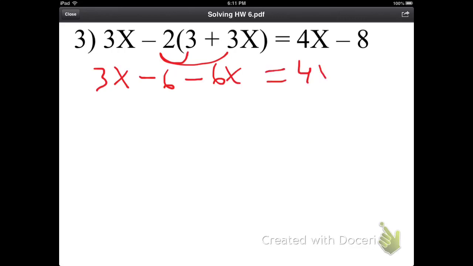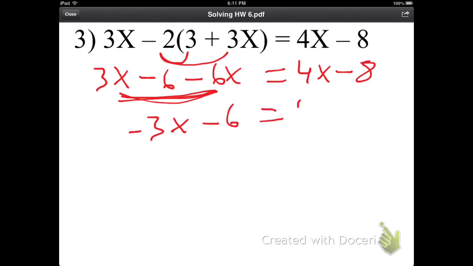Other side, there wasn't any distribution going on, so I'll just leave it like that. Left side, I can combine like terms here, the 3x and the subtract 6x. So when you got 3x and you subtract 6x, you get negative 3x. The subtract 6 is still there, and the right side is still the same.